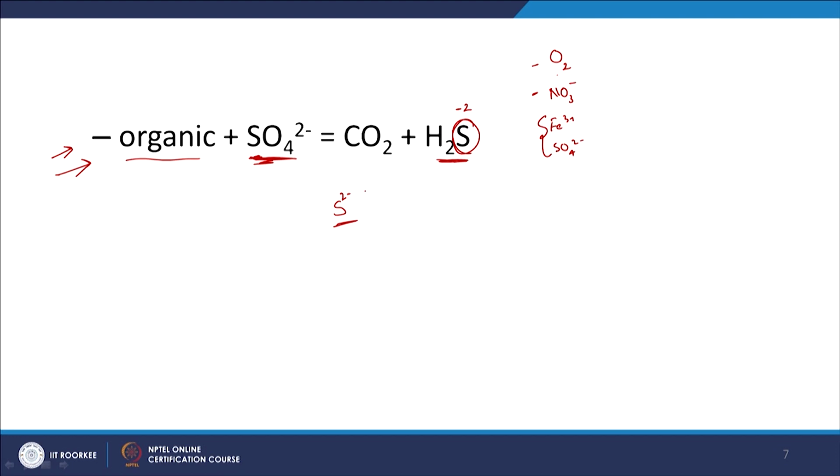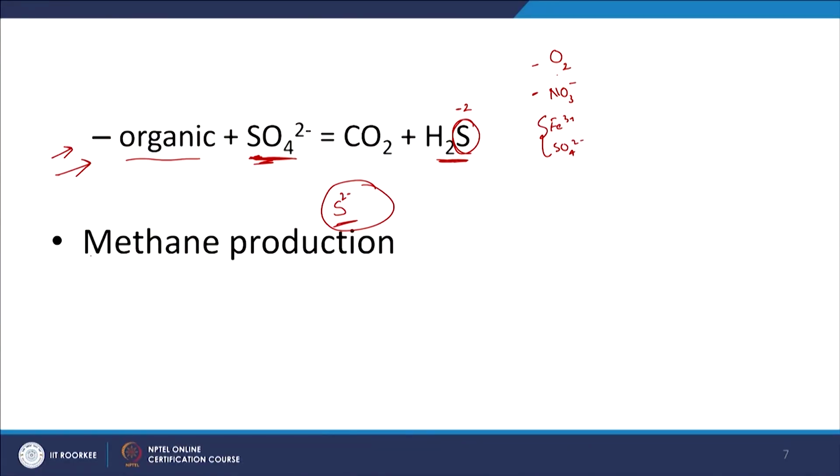So sometimes you want to promote this reaction because you are forming S2 minus, and that can immobilize a particular contaminant, such as heavy metals, by precipitating it out, right. By promoting formation of S2 minus, which is then going to precipitate out along with some other metal, you are immobilizing the relevant contaminant, right. So these are some of the aspects that you can keep in mind. So let us move on. So again, methane production, right.